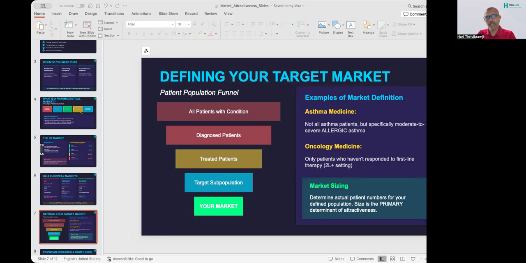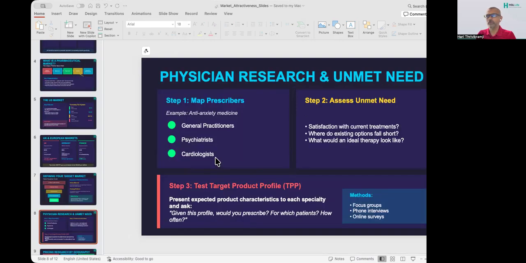The next step that you need to take for doing market attractiveness assessment is to understand which physician specialties are likely to prescribe your medicine. Sometimes it's straightforward. An anti-angina medicine, that's a cardiologist, but often it's more complex. A medicine for hypertension may be prescribed by both general practitioners and cardiologists. An anti-anxiety medication might be prescribed by GPs in the UK, by psychiatrists also, and even by some cardiologists. So why does this matter?